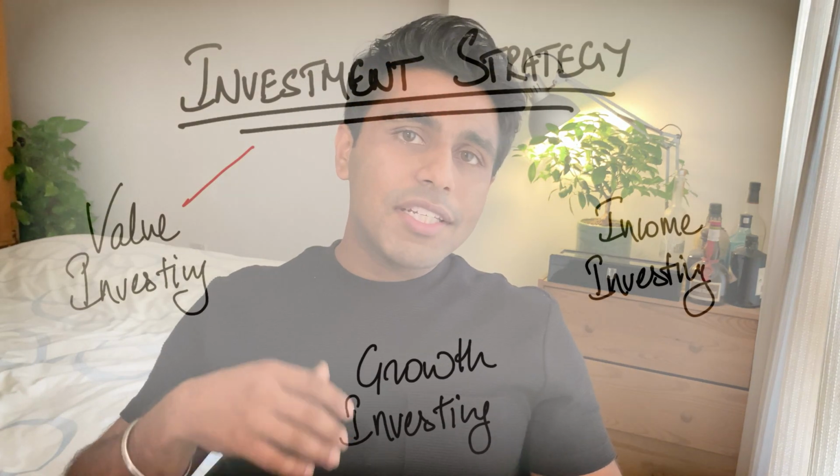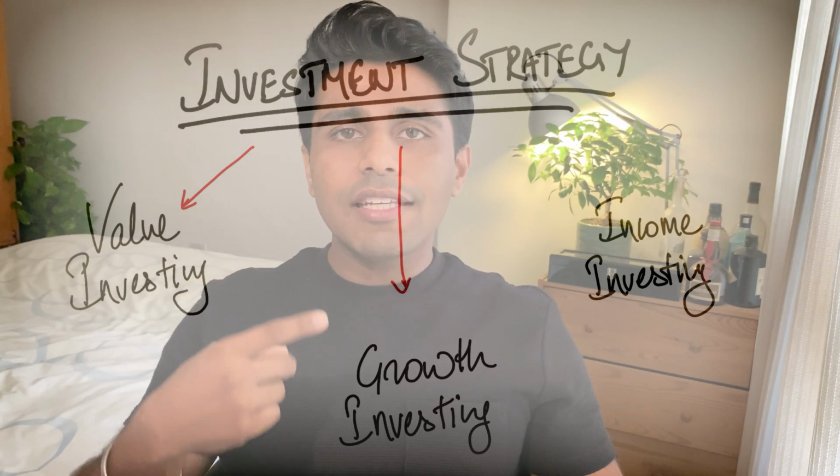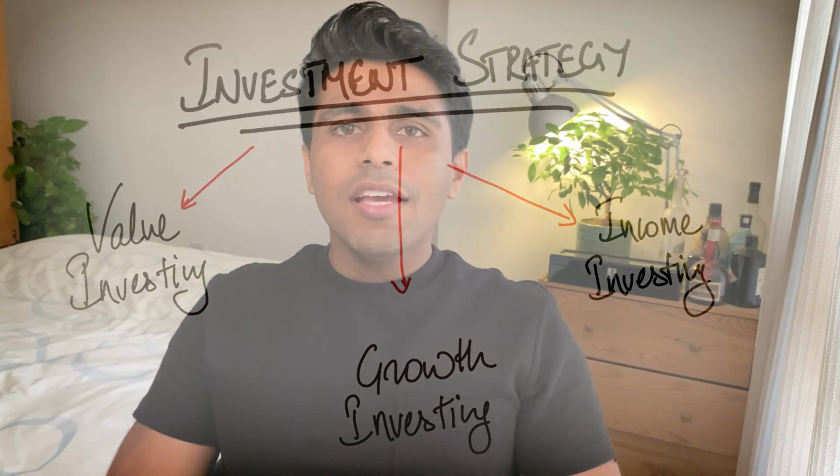Now let's look into the three main types of investment strategies that the active investors use. The first one is value investing, then growth investing, and the last one is income investing. Value investing was made famous by Warren Buffett. In this strategy, you invest into a company when it's trading below its net asset value. For example, if a company owns 10 properties and each property is valued at $1 million, 10 properties would be $10 million. But for some reason, the company itself is trading below that, maybe at $7 million. So the value investors will go in and buy this company.